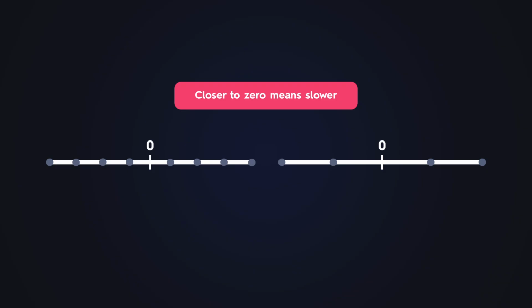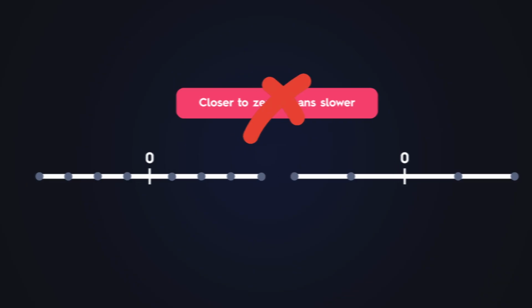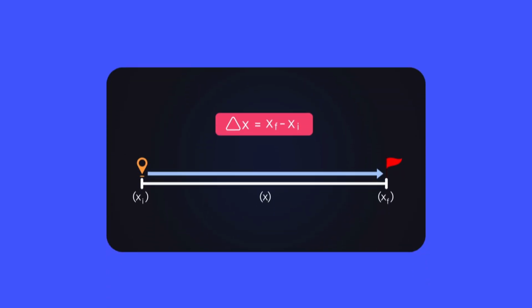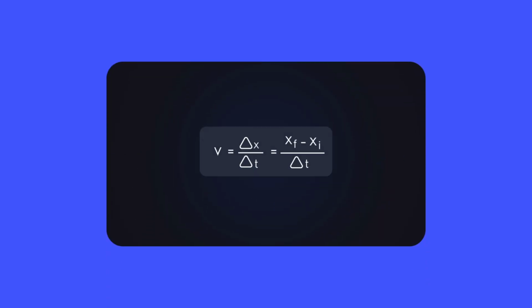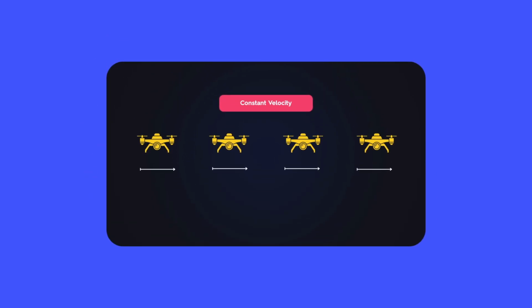Here is a common trap to avoid. It is thinking that a position near zero means slow. Speed is about changes in position over time, not where you are. Equal spacing means equal velocity, no matter the absolute location. So far, we have defined displacement, velocity, and acceleration, and we can read motion diagrams for constant motion.